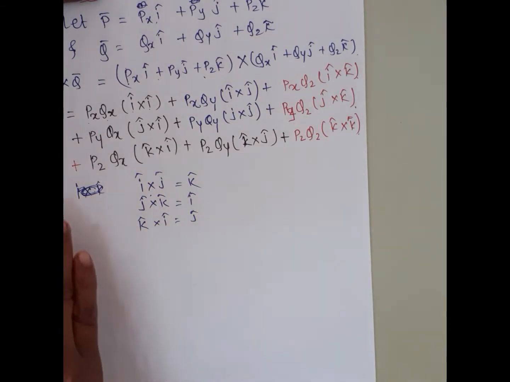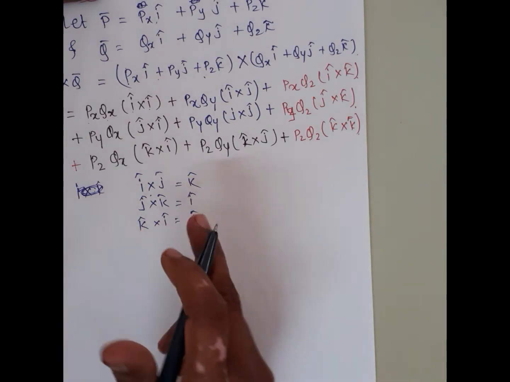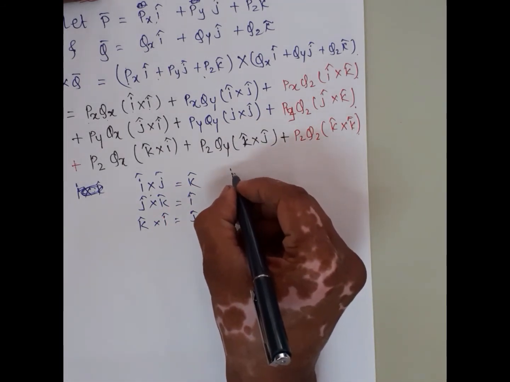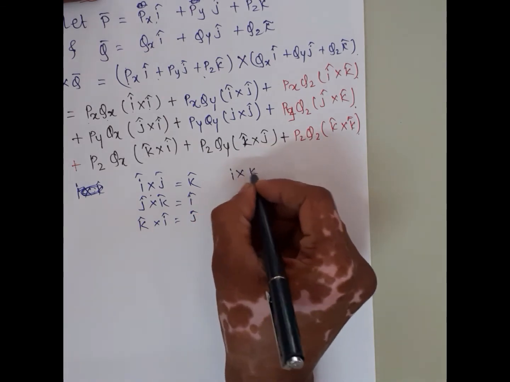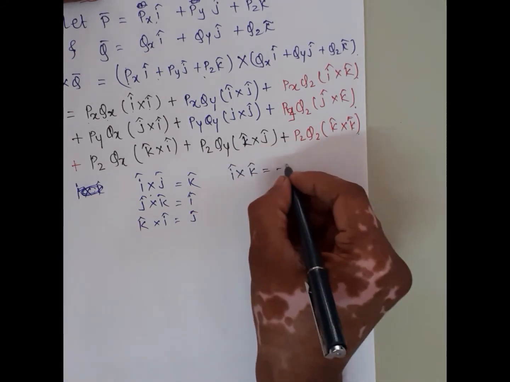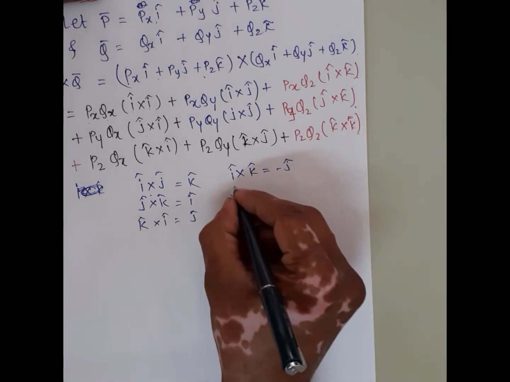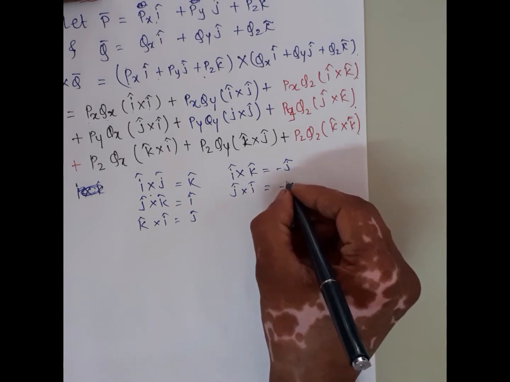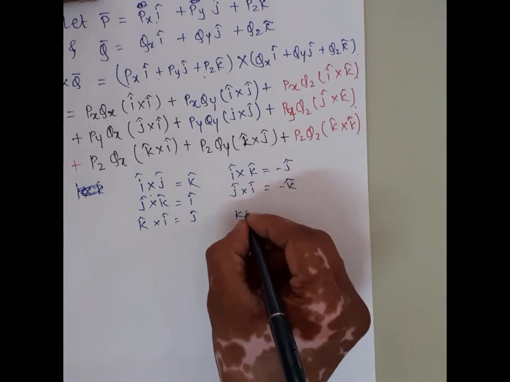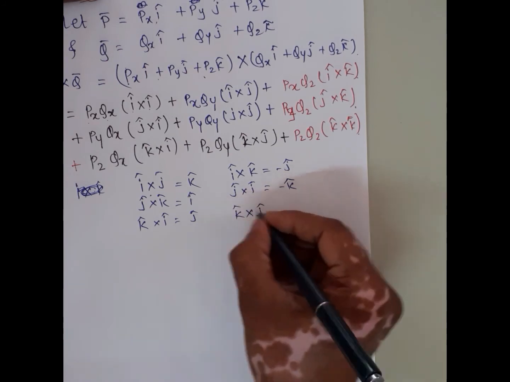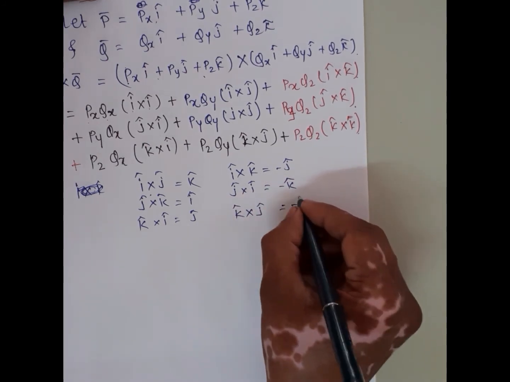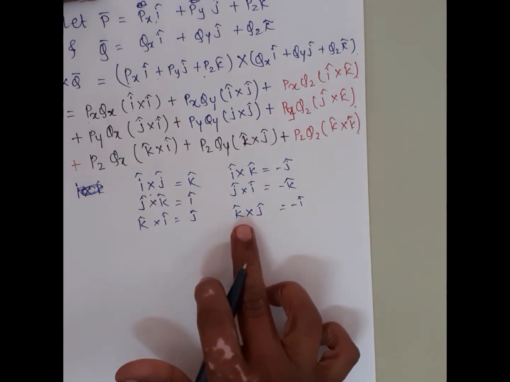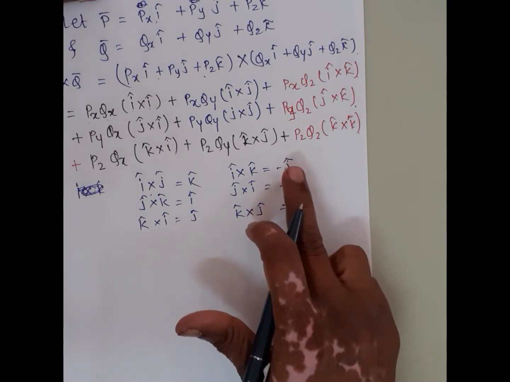Then if you go vice versa, it means if you write I cross K, the direction is changed, so that's why here we write minus J cap. J cross I is minus K cap, and K cross J is also written as minus I cap. It means you reverse the opposite direction, then you write K cross J is equal to minus I.